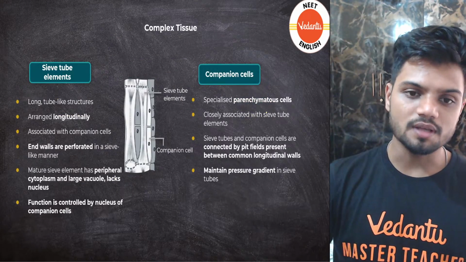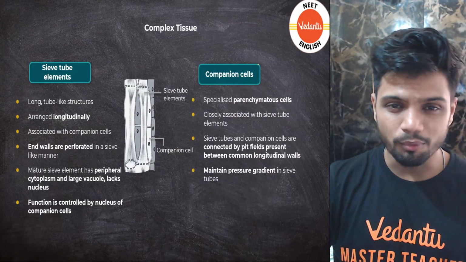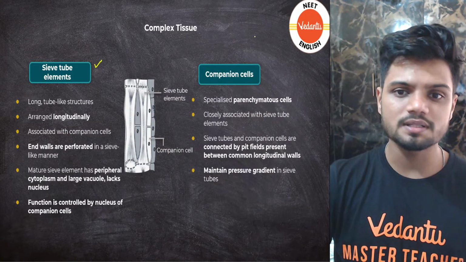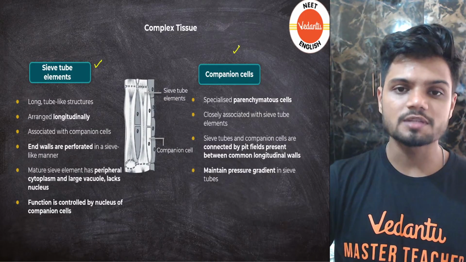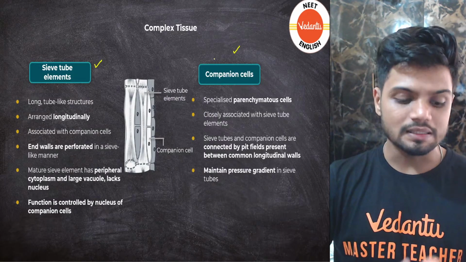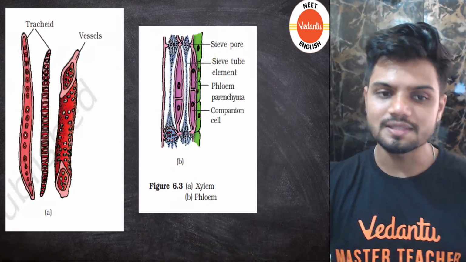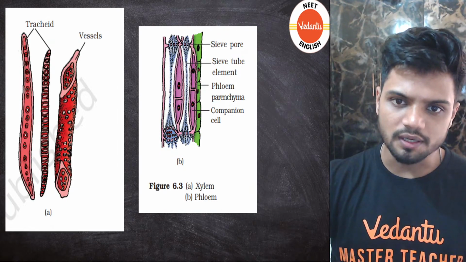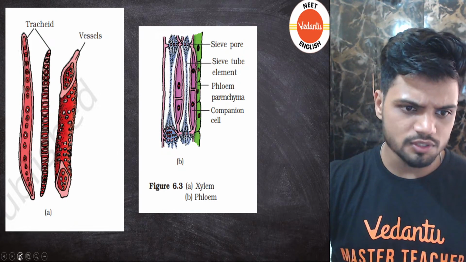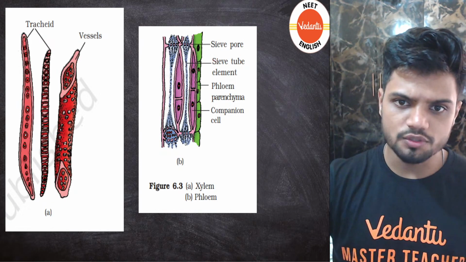Okay. Now students, understand both of them together. Very important. What are the sieve tube elements and companion cells? First, before you understand about them, understand the structure and where they are present. We will show you the NCERT diagram for that. Can you see the NCERT diagram here? First we focus on sieve tube elements.